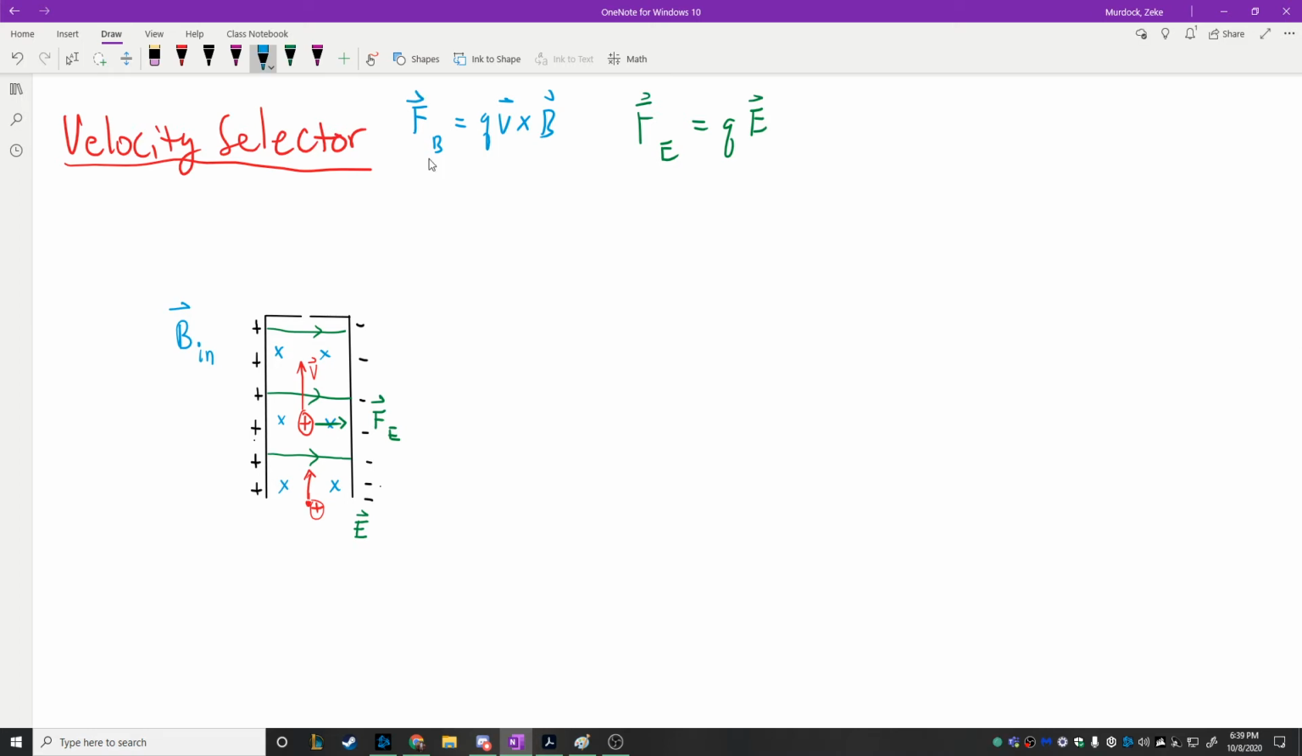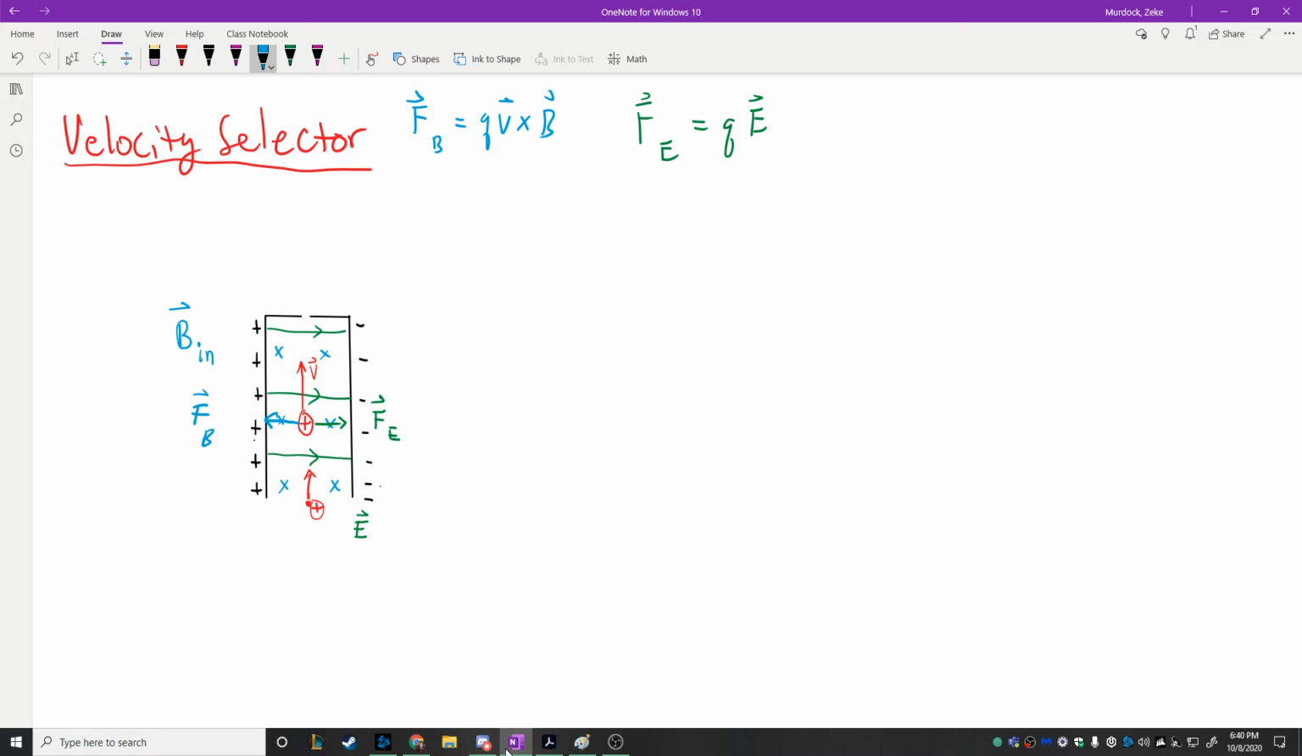So you point your fingers of your right hand up along the page. Your palm is facing into the board. You rotate your fingers from V, velocity, to B, magnetic field, and your thumb points, hopefully for all of you, to the left, right? So that's right, those of you who said left. So then there's a magnetic force on this particle that goes this way. So that's our magnetic force.